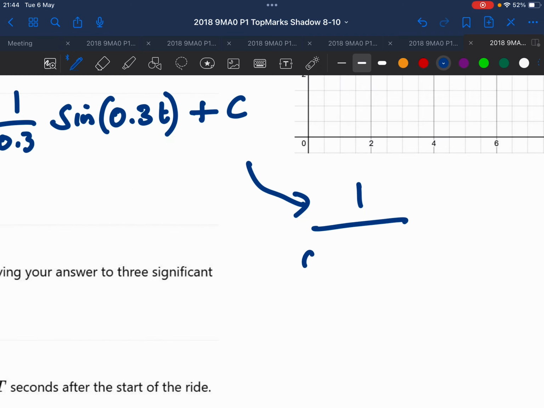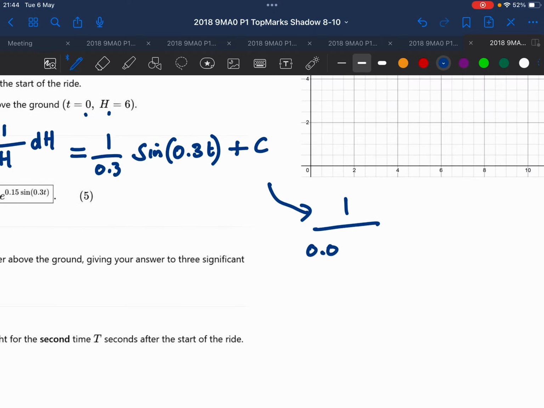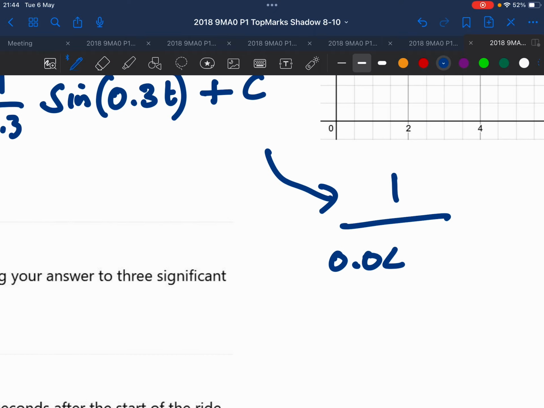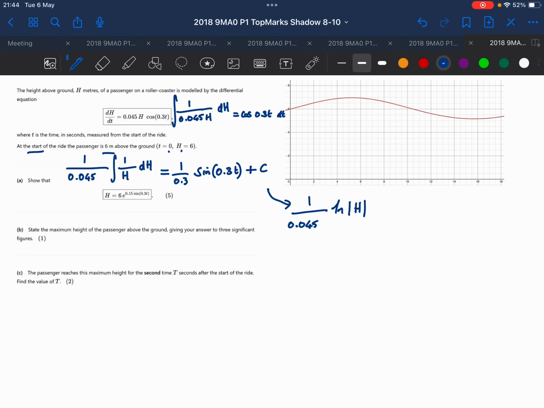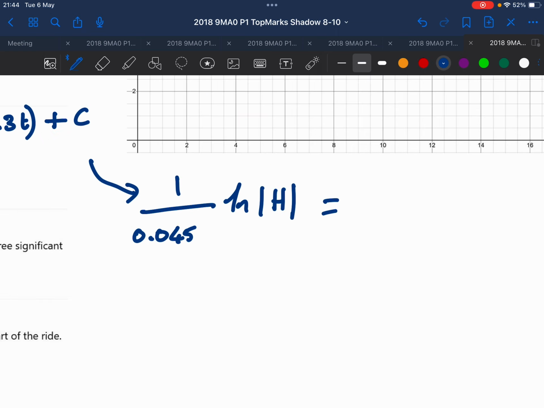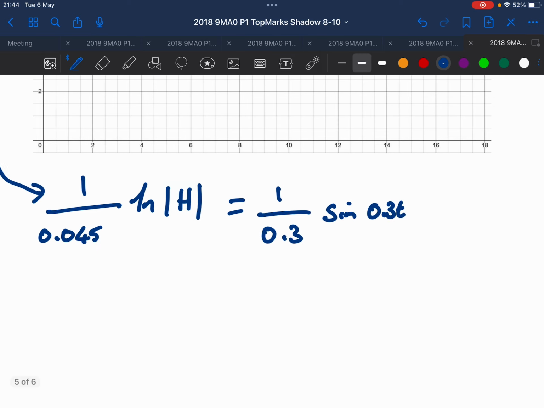So it's 1 over 0.045, how many noughts, and natural log of the absolute value of h, I'll just double check that, yep, equals, let's finish this off, 1 over 0.3 sine 0.3t plus c.